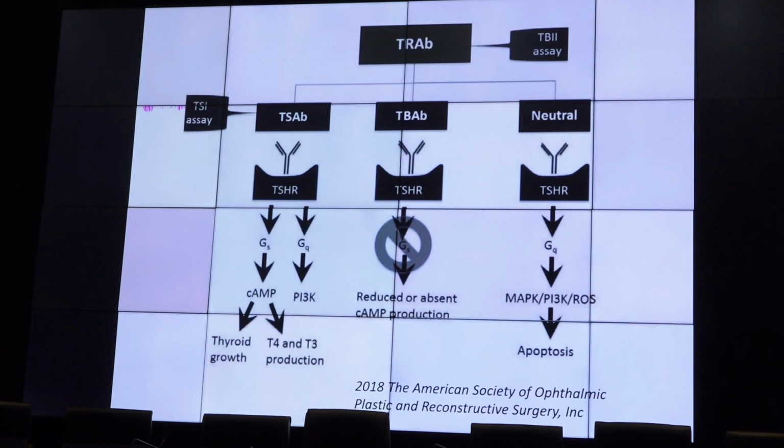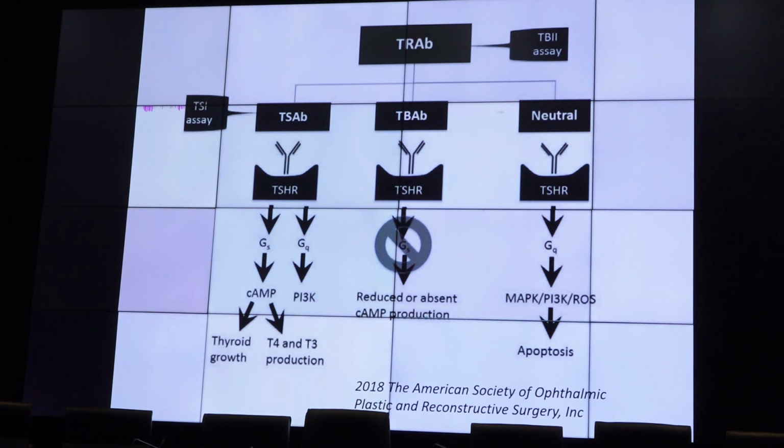Now these are the TRAPs. What you can see, one is the thyroid stimulating, one is the thyroid binding inhibitory one, and one is the neutral one. Now the stimulating ones are the most important, and why is it important? Because it is seen in 99.9% of cases of Graves' disease, that is primary hyperthyroidism.